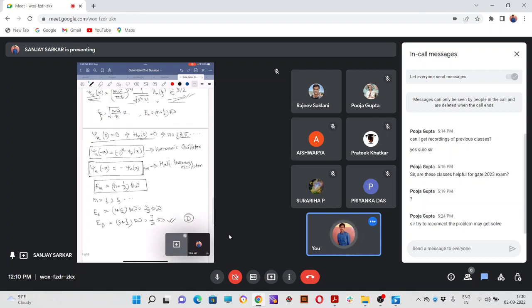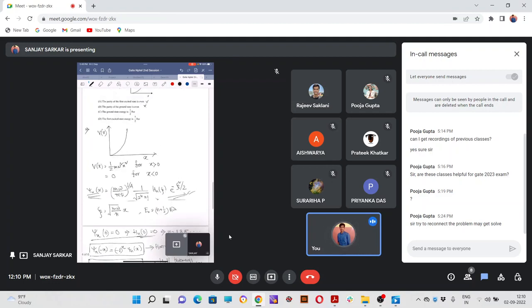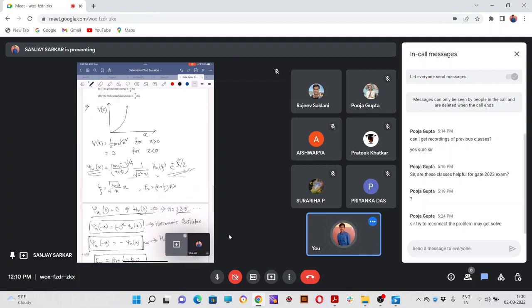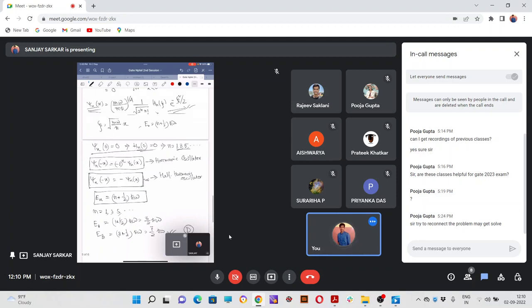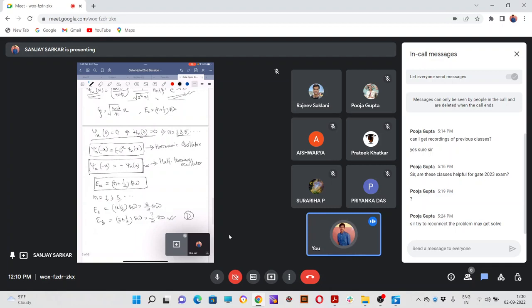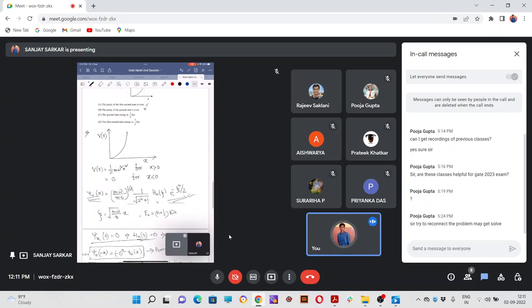And options C and D are talking about eigen energy. So eigen energy can also be calculated, since we know that eigen energy is of the form E n equal to n plus half h bar omega, where n can be 1, 3 and 5. So the ground state energy is n equal to 1, and if we put n equal to 1, then we get that the energy is 3 by 2 h bar omega. So this is the ground state energy, 3 by 2 h bar omega, and not half h bar omega. So option C is also not correct.